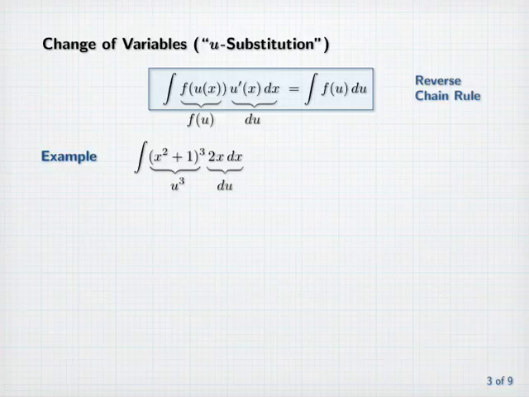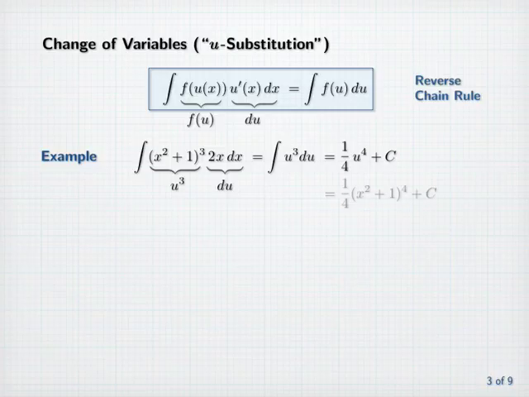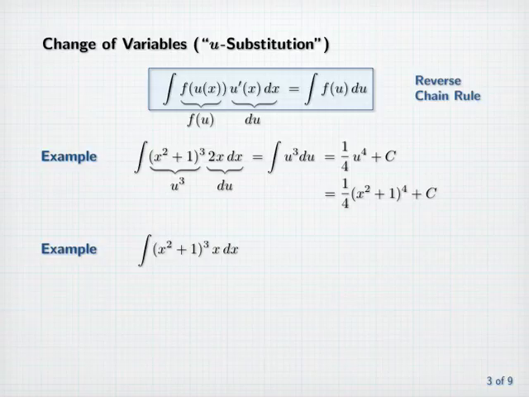And so we can transform this into the integral of u cubed du. The power rule now gives us 1/4 of u to the 4th plus c. And now finally we simply go back and replace u with x squared plus 1, and we have our desired antiderivative. Here's another example. Notice that it's the same as the previous example except without the factor of 2.